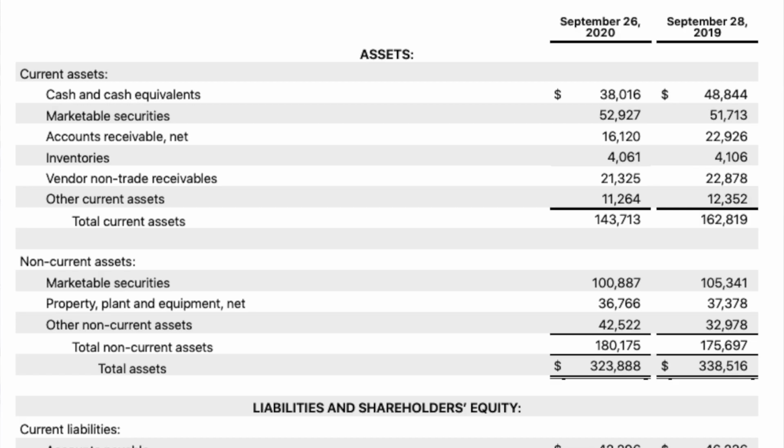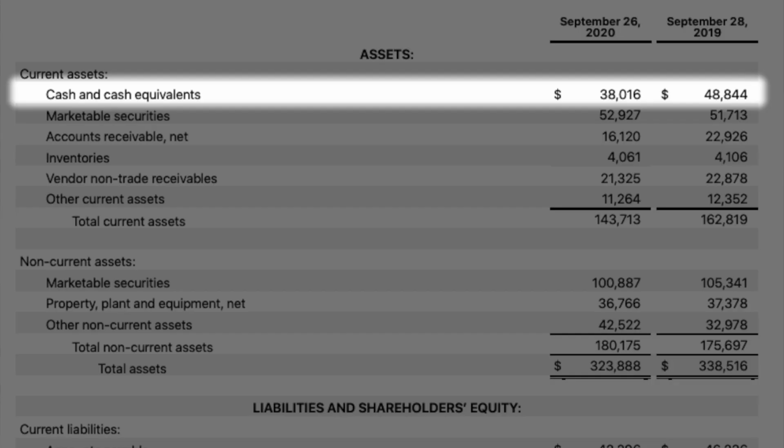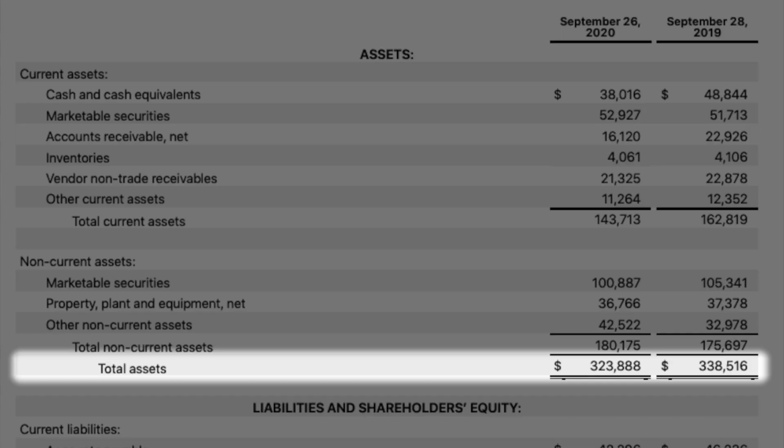In terms of balance sheet, I refer to its latest fourth quarterly report ended at September 2020. In terms of cash and cash equivalents, Apple has 38 billion US dollars, which is far less than the 48 billion they had in 2019. And as a result, its total assets have decreased from 338 billion in 2019 to 324 billion in 2020.